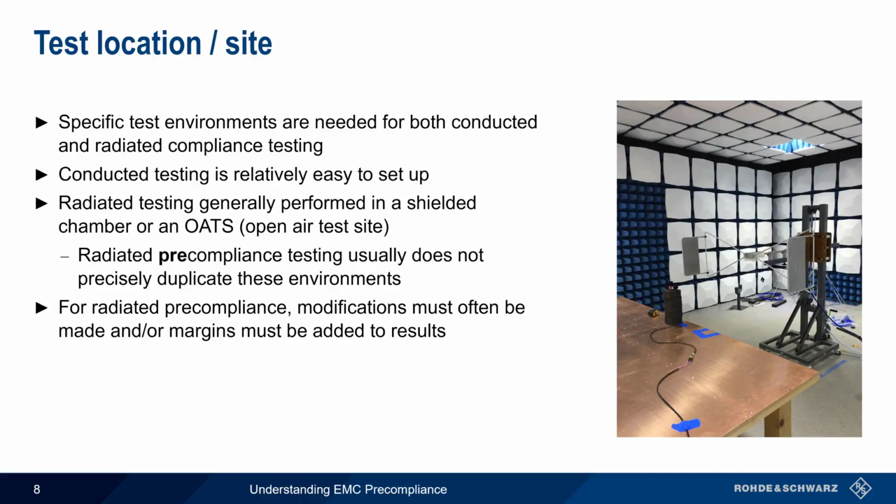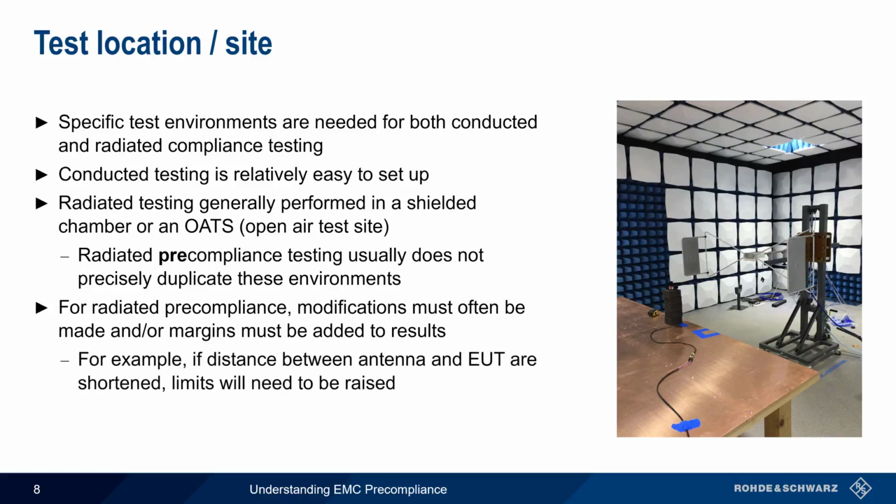For example, if a smaller test chamber is used, measured emissions will be stronger because the antenna and the equipment under test are closer together, and thus any emission limits will need to be raised. Going from a typical compliance distance of 10 meters to a typical pre-compliance distance of 3 meters, as shown in the picture here, often requires raising the emission limits by about 10 dB.